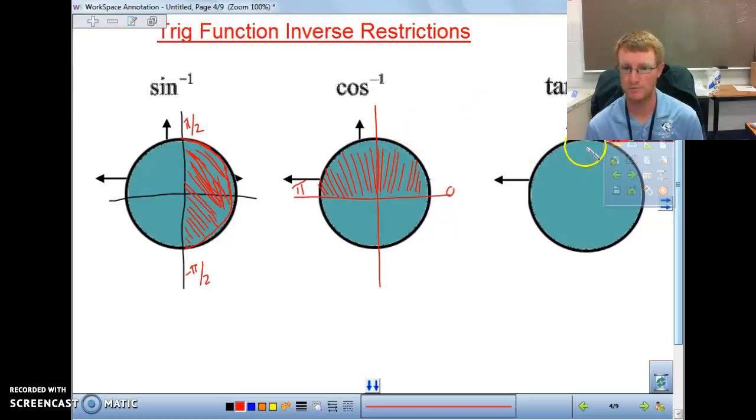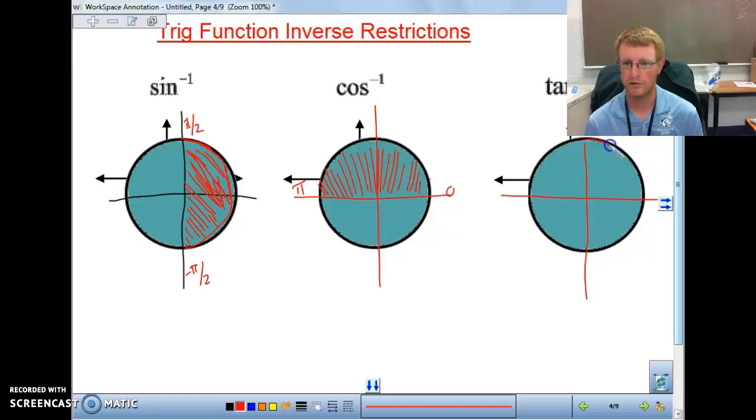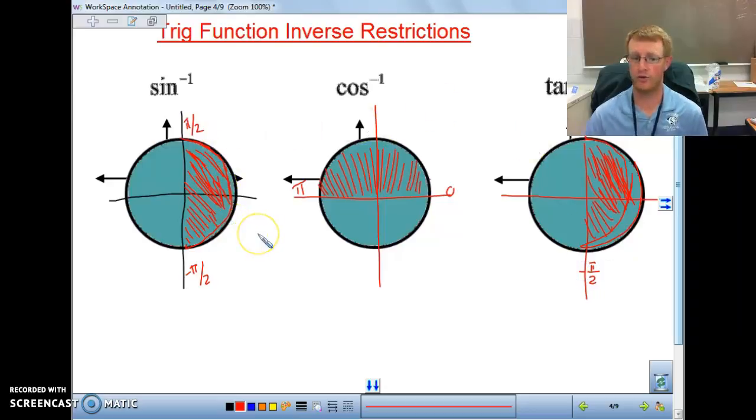And then for tangent, if we draw these quadrants, tangent is the exact same as the sine. It's only in this quadrant right here. So that is also from negative pi halves to pi halves. That's the reason why the calculator only spits out one answer.